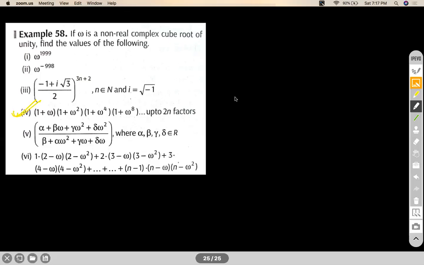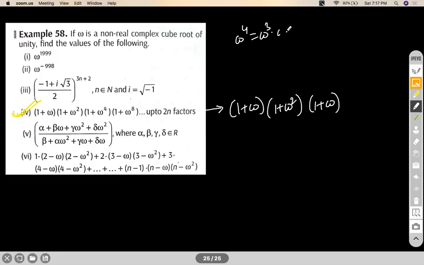All right. So let's discuss this, guys. Long time has been given to this. See, 1 plus omega, let it be 1 plus omega. 1 plus omega square, let it be 1 plus omega square. Now 1 plus omega to the power 4 is back to 1 plus omega. Why? Because omega to the power 4 is omega cube into omega, and omega cube is known to be 1. So it's back to omega. Omega to the power 8 is again omega square. The next term would have been omega to the power 16, which is again 1 plus omega. So basically this trend continues.